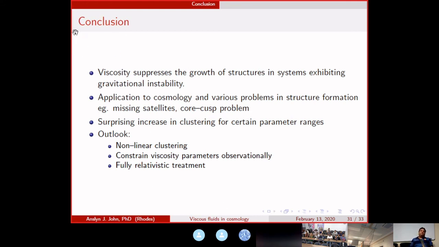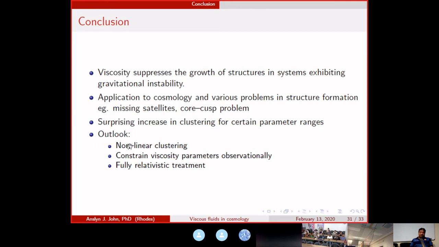The take-home message is that viscosity suppresses the growth of structures in systems with gravitational instability. This can be applied to cosmology, various problems in structure formation, such as the missing satellites and core-cusp problems. What we did find, and what I haven't shown, is that there were some parameter values where the clustering tended to increase, and we're not quite sure why that happens. We suspect that the model might be breaking down. We could be violating the causality of the dynamics somewhere, but there's certainly this very strange behavior. We expect dissipation to smooth things out and not to make them more clustered. So that's an area we intend to look at.